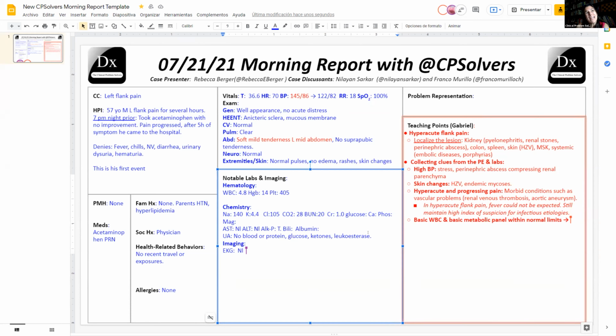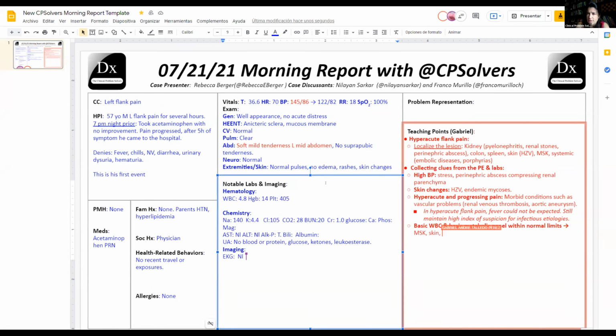Because I don't think of a UA necessarily as a very specific test for urinary pathology, I do think of it as very sensitive, and to have no white blood cells, no blood, really makes some of the considerations of pyelonephritis, nephrolithiasis, et cetera, much, much lower on the list in my mind. I think at this point you guys have built a nice anatomic differential diagnosis otherwise for other causes that can lead to the pain.